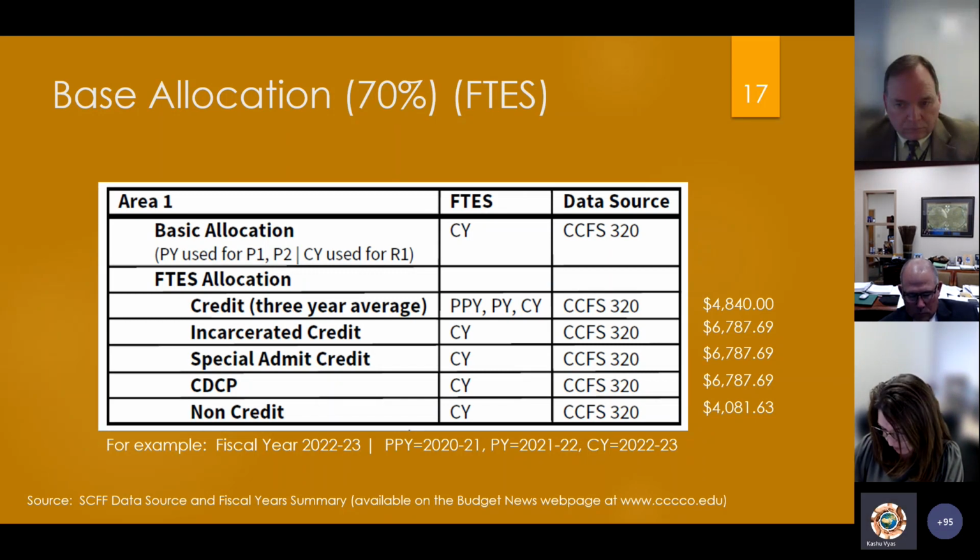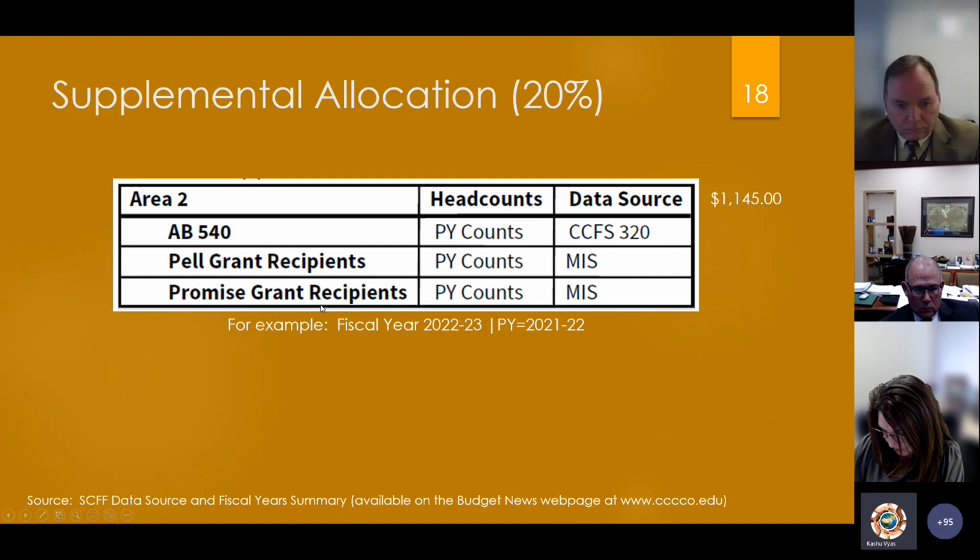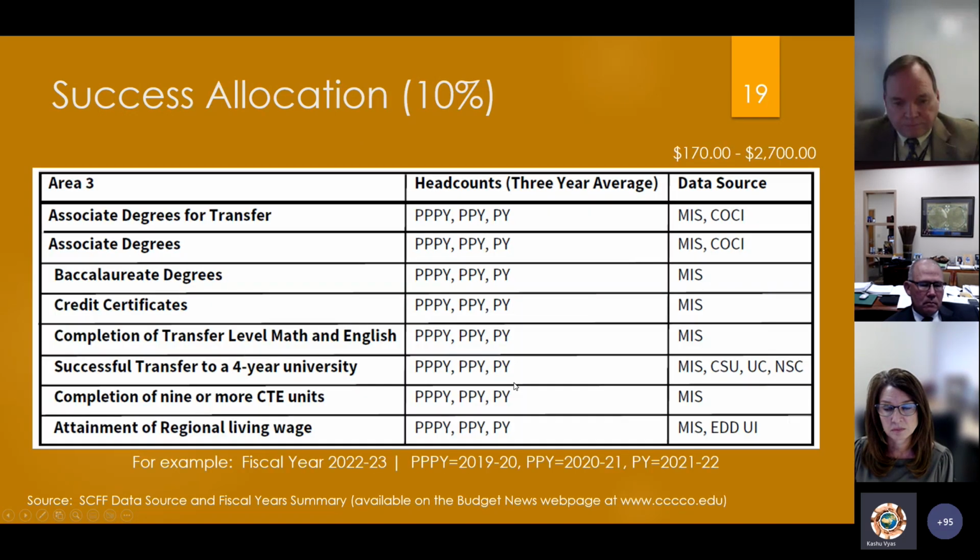And so in looking at this, that's the first piece. The second piece is the supplemental allocation. Again, this is the data that's used to calculate the supplemental allocation. It's the component that targets equity of access and opportunity for low-income students, so you can see the population of students that the head counts are for and where the data sources are coming from. And this is the rate that's applied to this section of the formula.